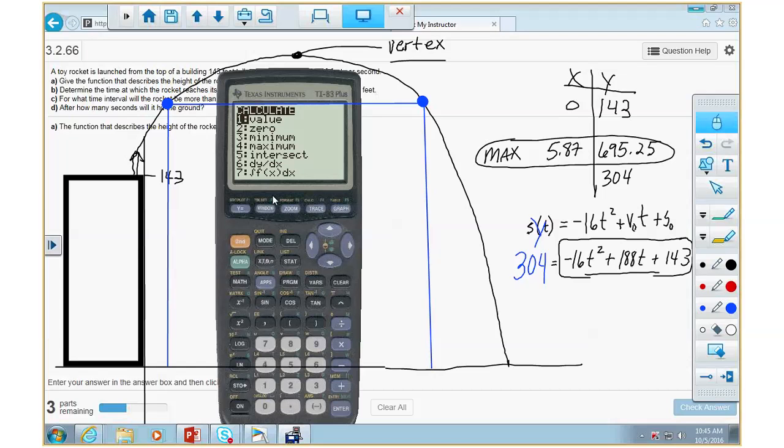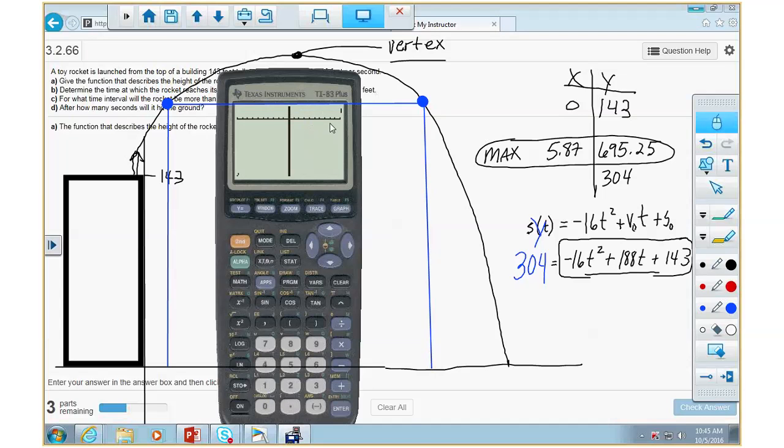Here's how you do it. Y is equal to, and then type in 304 and hit graph. And now zoom, fit. What was fit? 0. Okay, let's go.